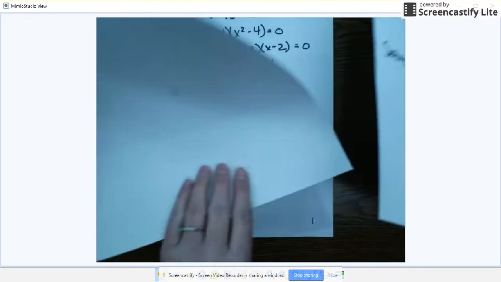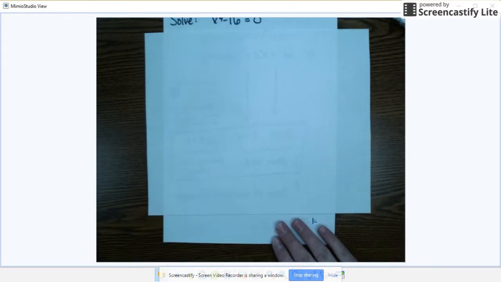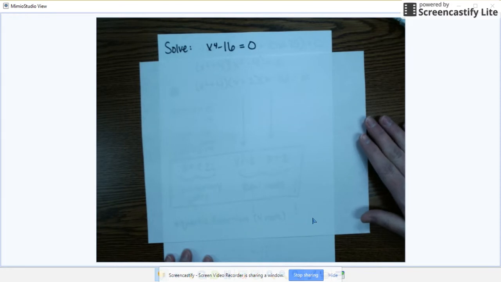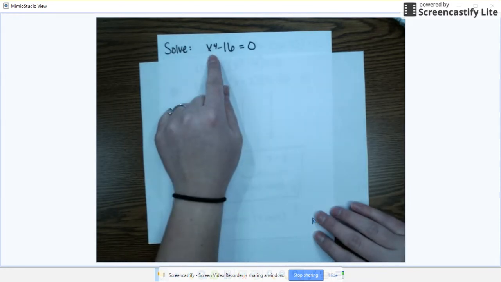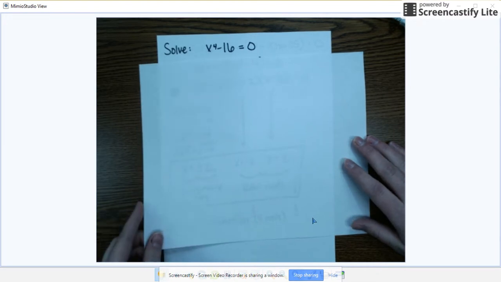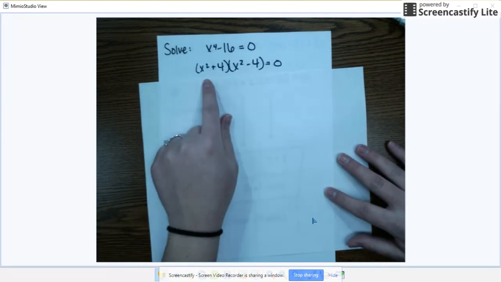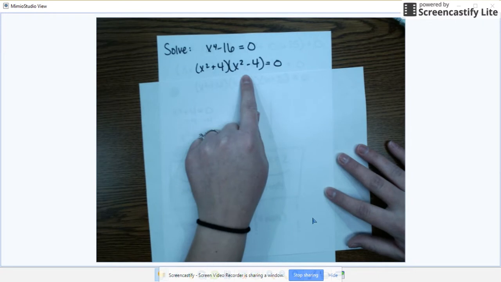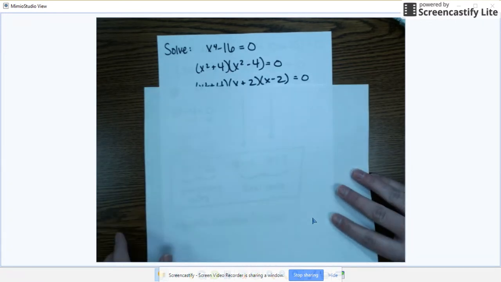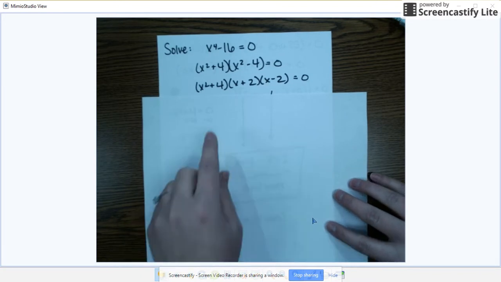Couple more examples. x to the fourth minus 16 here. This actually is a difference of two squares. The square root of x to the fourth is x squared, and obviously 16 is a perfect square. So this becomes (x squared plus 4)(x squared minus 4). x squared minus 4 is another difference of two squares that can be factored to (x plus 2)(x minus 2). Now here's where we're going to get our roots.